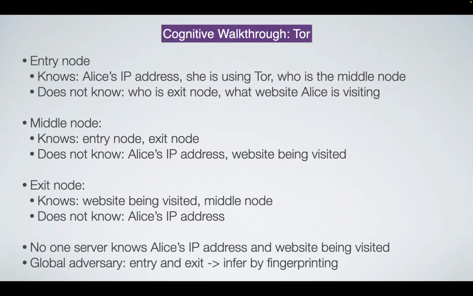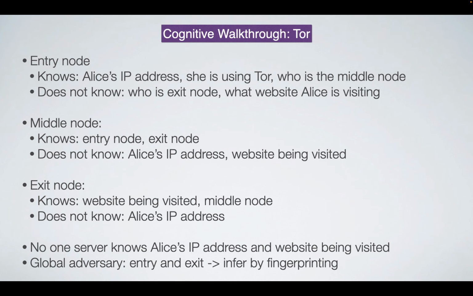Okay, so the net result of all of this is the entry node knows who Alice is. It knows Alice's IP address. It knows that she's using Tor because it's a Tor node, so it knows that this IP address is using Tor. It doesn't know who she is as a person, just the IP address. And all it knows is it's forwarding information to the middle node. It doesn't know what actual website Alice is going to, or what Alice's IP address is visiting. It also doesn't know who the exit node is. And then similarly, each node has a similar property.